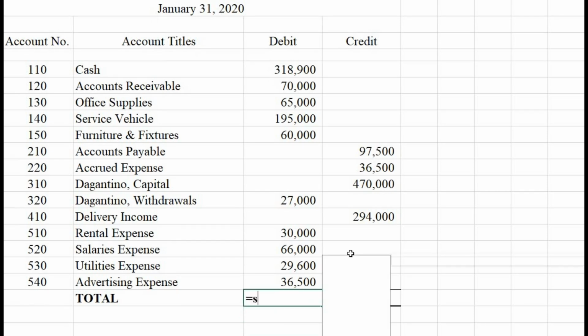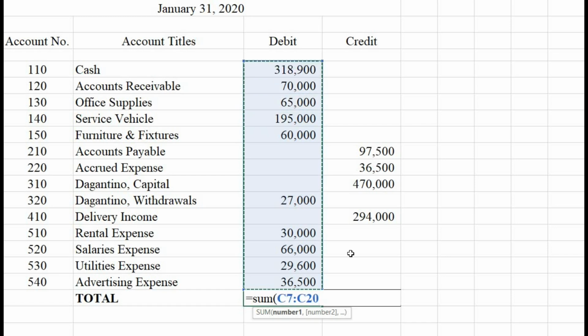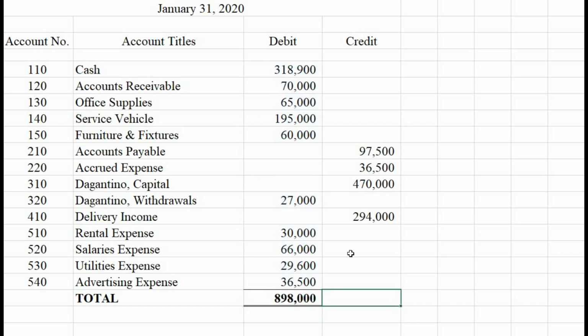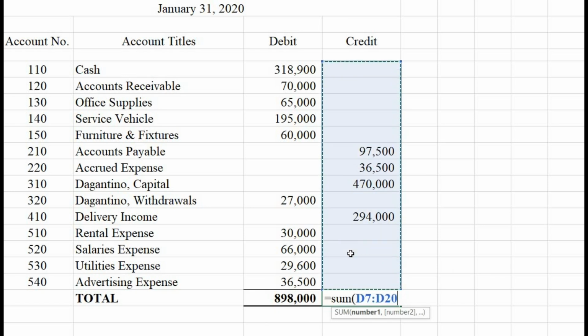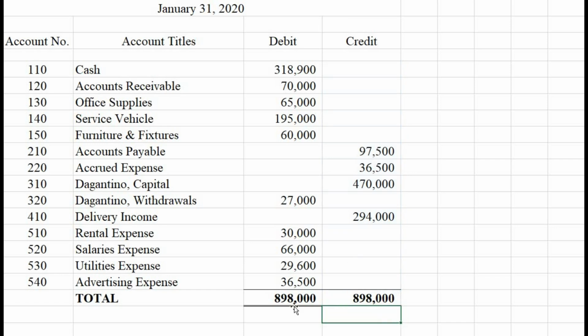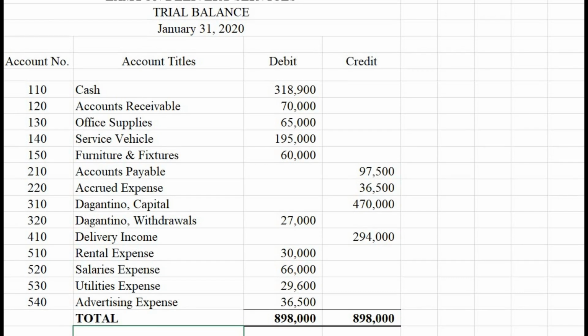So, the next thing that you have to do is you add all of the debits. So, that's the amount. And all of the credits, you add in. Okay? So, after that, you compare the two amounts. So, in this case, our trial balance is in balance. Kasi, the same yung amount ng total debits tsaka ng total credits, which is 898,000. So, that's it. Nabuo na natin yung ating trial balance.